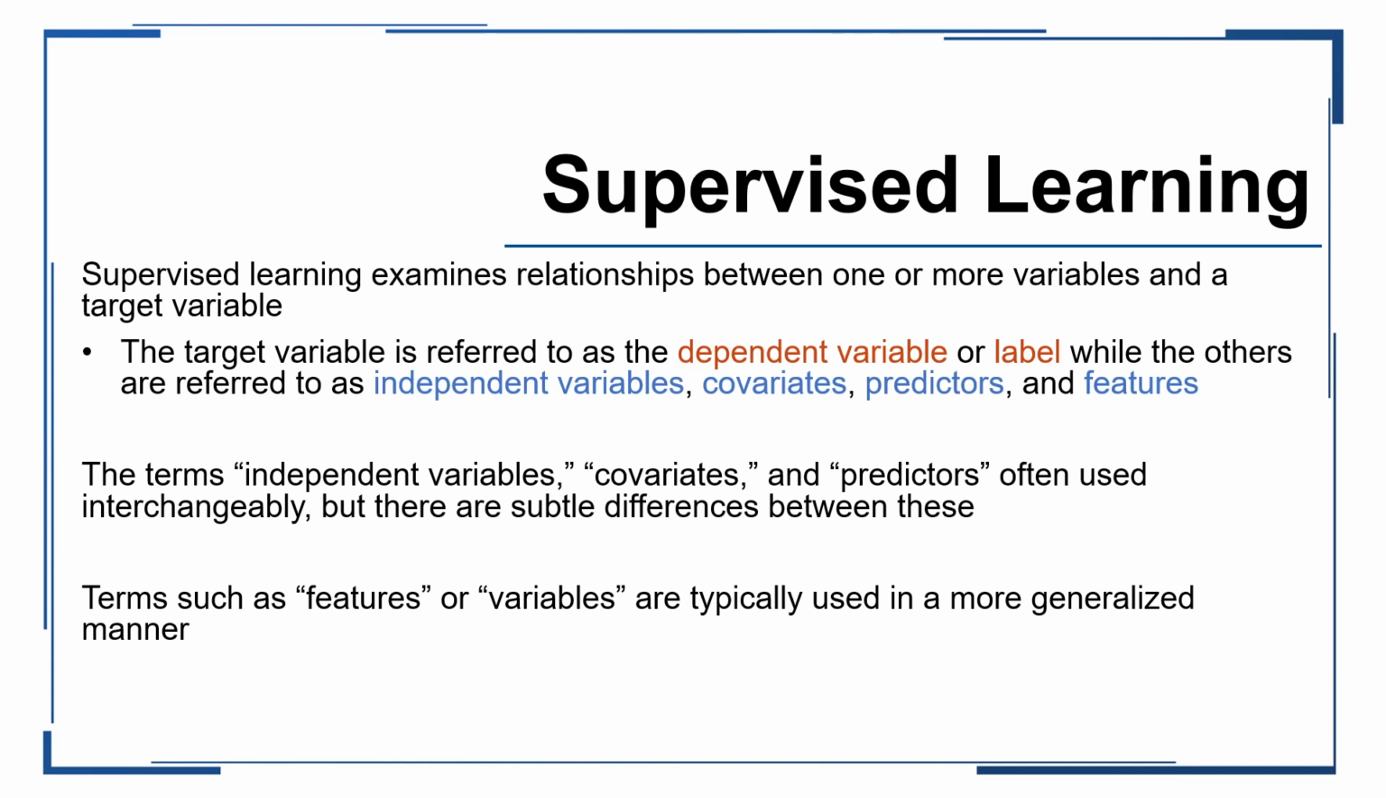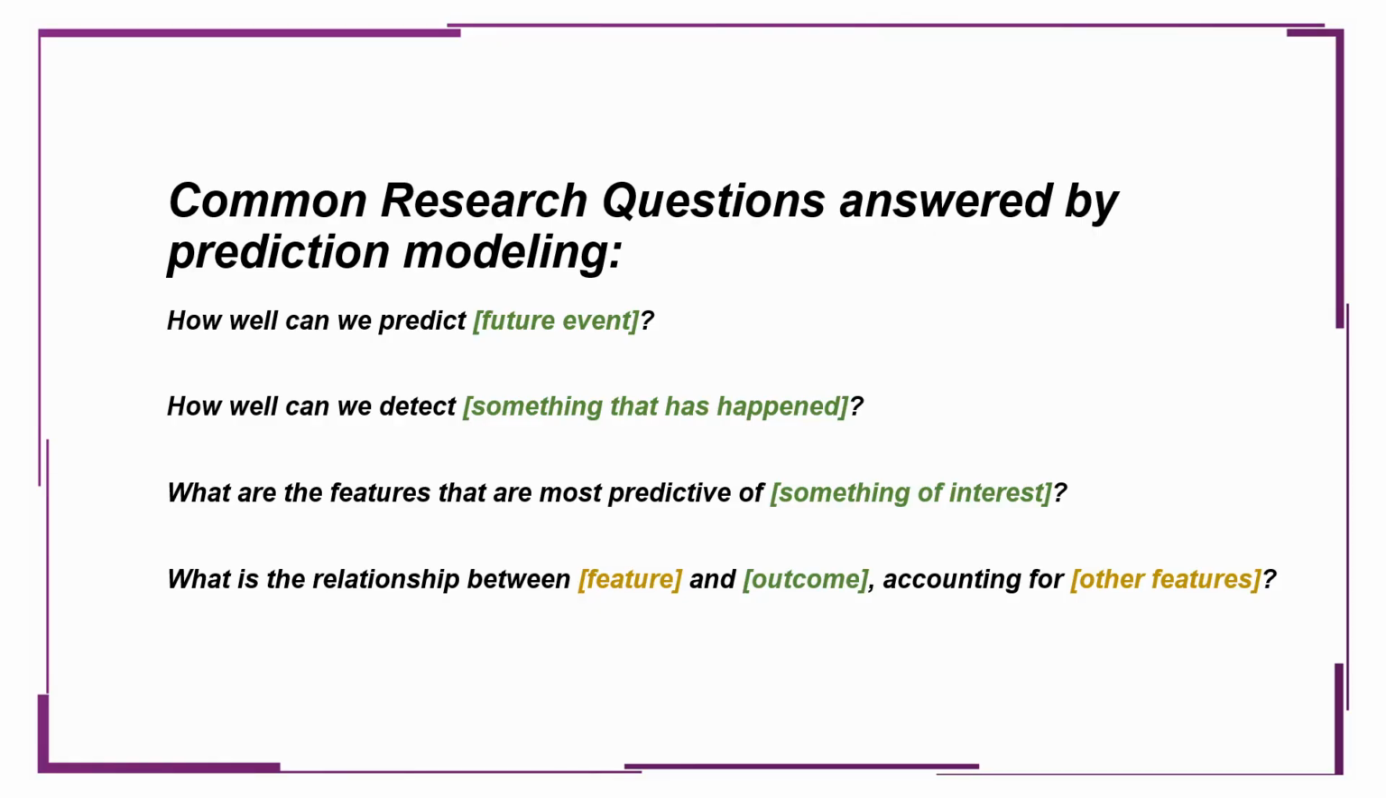Terms such as features or variables are usually used in a more generalized manner to refer to things that are being measured in our data, but this language may differ depending on your specific context and the audience that you are presenting to. And with these models, there are certain types of research questions that we can address.